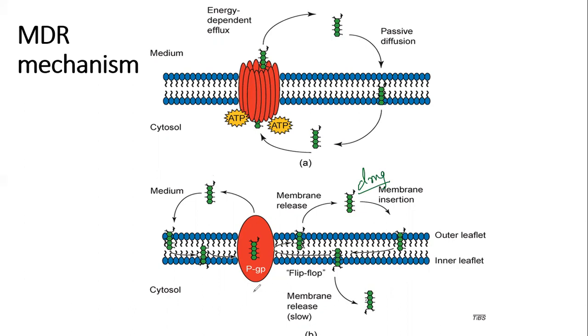What will P glycoprotein do? As soon as the drug comes into the outer membrane, it will be taken to the inner and then recruited towards the P glycoprotein and so on. Understood? Usually, if you don't have P glycoprotein, it is in the outer, in the inner, and then it comes inside. Now once you have got the P glycoprotein, it is in the outer, in the inner, and thrown out.